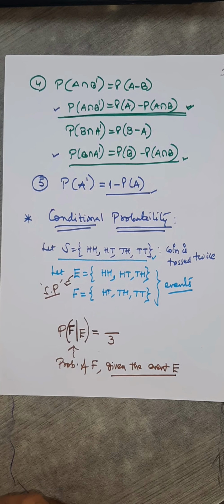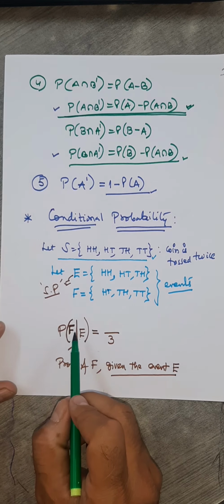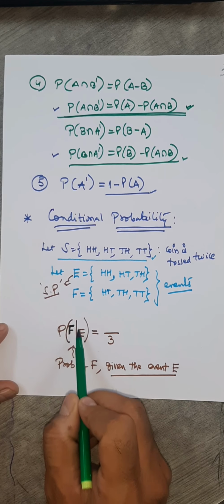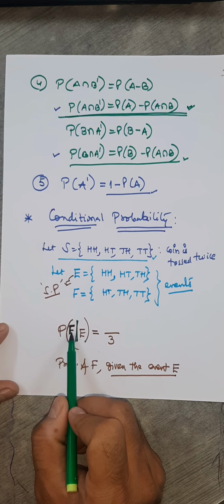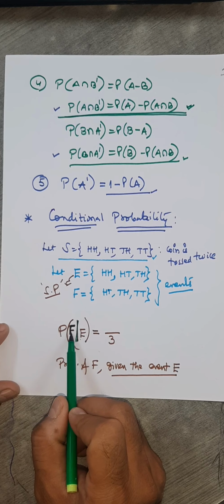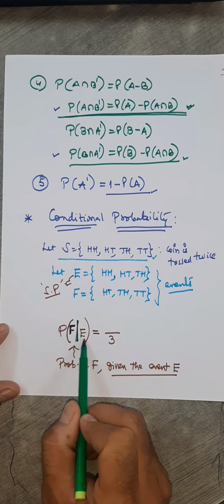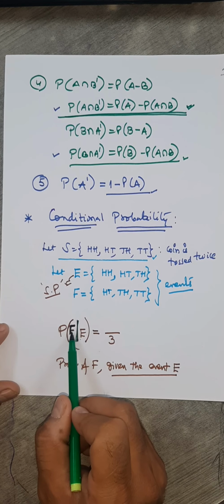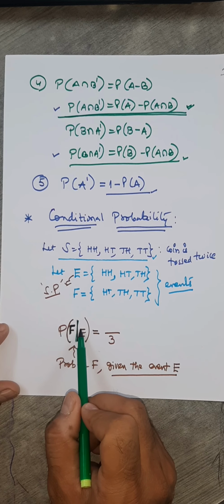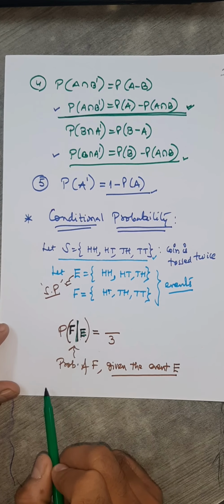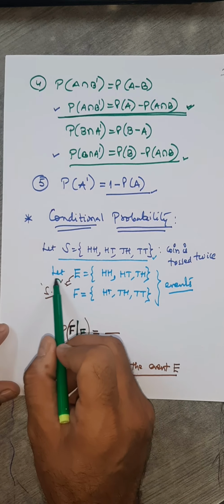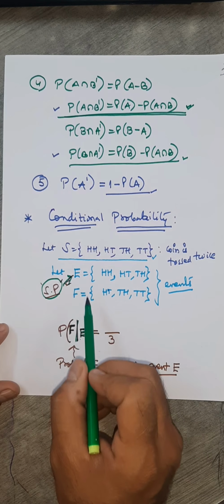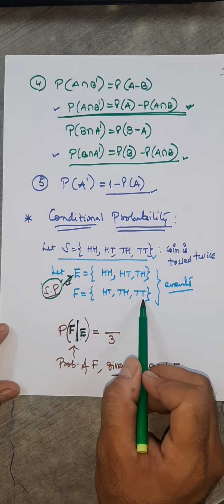I repeat, what this symbol says, it's not a division symbol, it is just a standing line. What's the meaning of this? You are finding the probability of F only, but here you are taking E as a sample space. Now, under this sample space or sample set, probability of F.